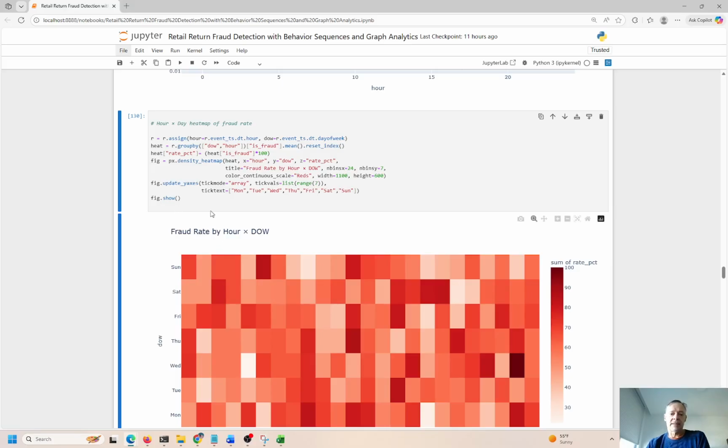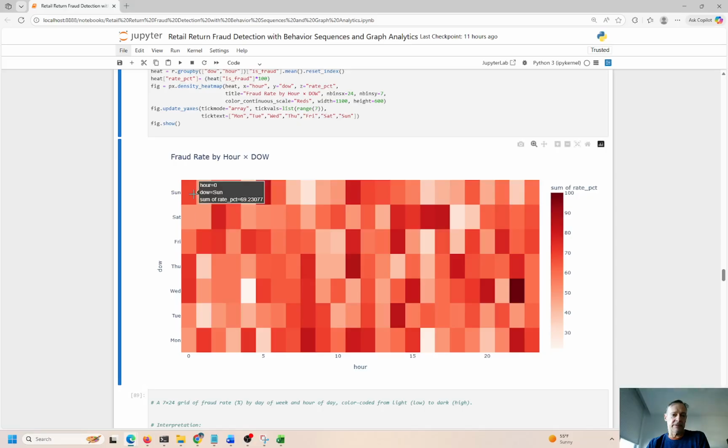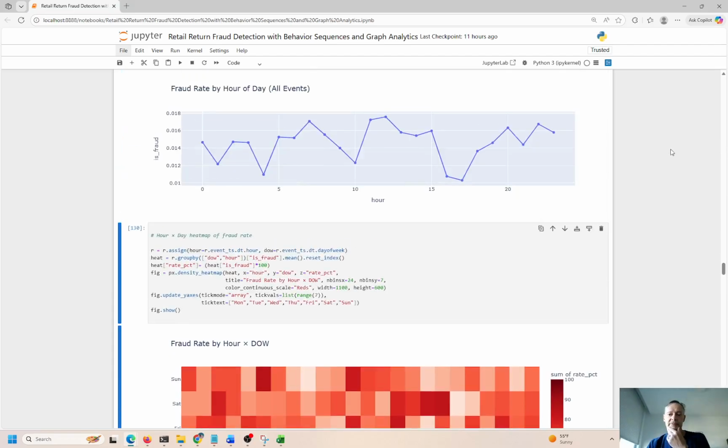So this is fraud rate by hour and day of the week. You have the days of the week on the y-axis on the side. The x-axis has the 24 hours. So the darker the color, the more likely the fraud. As you can see, there is some fraud occurring Wednesday at 10 p.m., close to 100%. It's kind of interesting, right? Because over here, we didn't really see that kind of pattern.